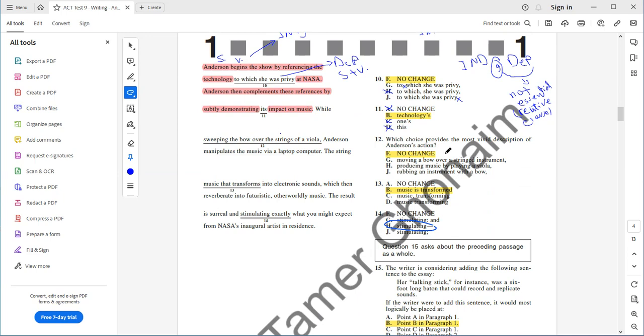It's a kind of writing. Number 12? Yes. Which choice provides the most vivid description of Anderson's action? Take care. I need something that clarifies a vivid description. Don't tell me shorter is better here. Why? Because we have a goal. What is the goal? To have a vivid description, like I'm talking and you visualize what is happening. Let's read to find out.